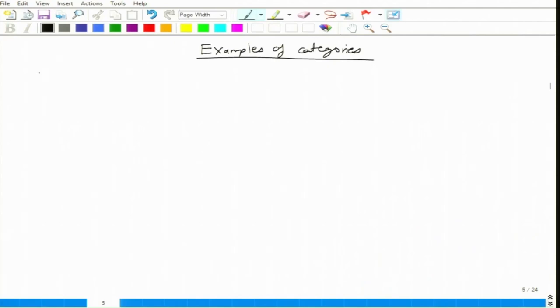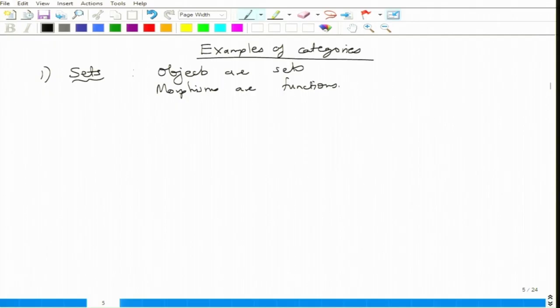Right. So examples of categories, let's look at the first example, the thing that I asked you to think about while dealing with this definition. We will call it Sets. Yeah, I'm writing this underlined because I want to differentiate between the word sets and the category of sets. What are the objects? Objects are sets. And what are morphisms? Morphisms are functions. Then what is identity? Identity function. Yeah. What is composition? It is composition of functions.